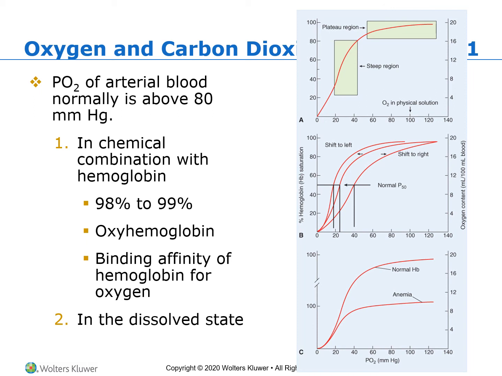So a shift of the curve to the right happens because of an increase in temperature and PCO2, and decreased pH, which favors release of oxygen to the tissue. A decrease in temperature or PCO2, or an increase in pH, shifts the curve to the left and has the opposite effect.